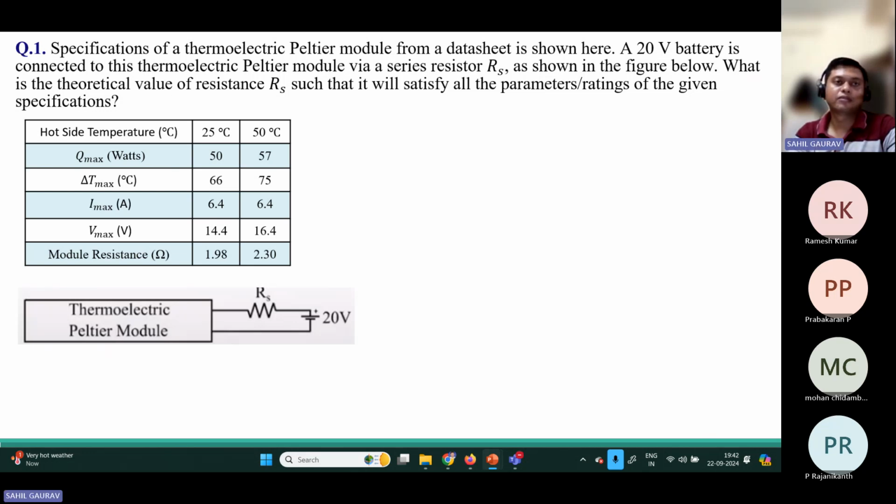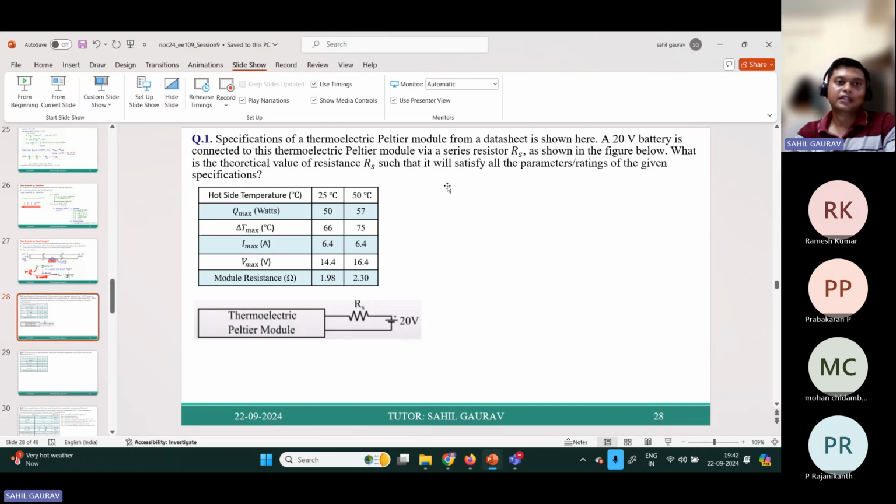So the first problem is that a specification of a thermoelectric Peltier module from a data sheet is shown here. A 20-volt battery is connected to this thermoelectric Peltier module via series resistor RS, as shown in the figure below. What is the theoretical value of resistance RS such that it will satisfy all the parameter ratings of the given specification?